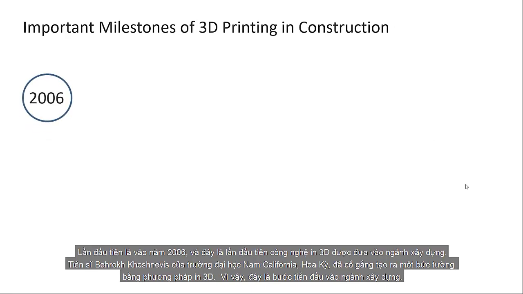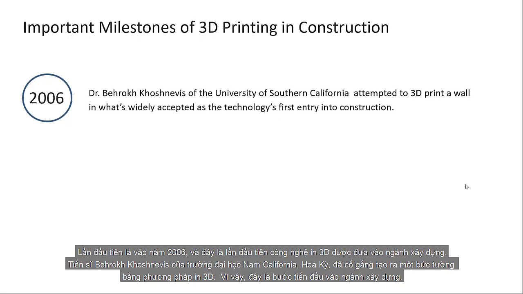So the first one in 2006, this is the very first time 3D printing technology is introduced into the construction. Dr. Behrokh Khoshnevis of the University of Southern California in the USA attempted to make a wall with 3D printing. So this is like the very first entry to the construction.